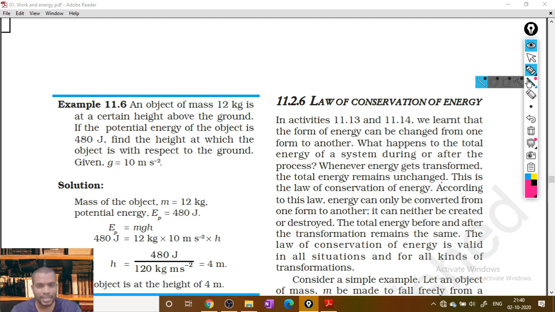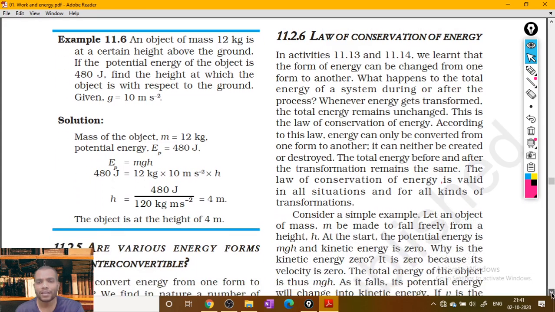Or, you know, mostly that light energy is converted into electrical energy. I think you know about solar cells, solar plates which are used in satellites. They are converting light energy into electrical energy. So like that, energy is converted from one form to another form.